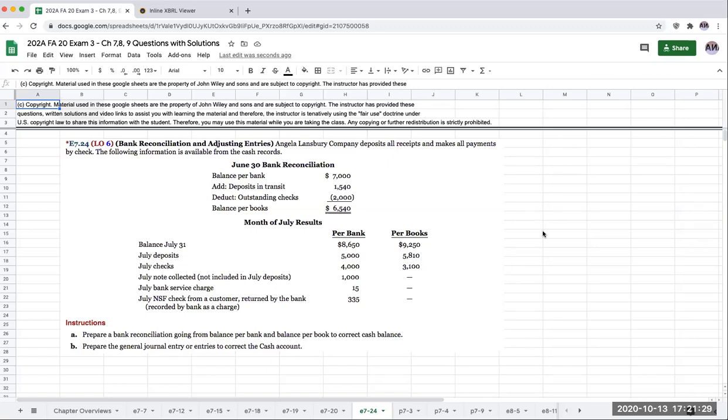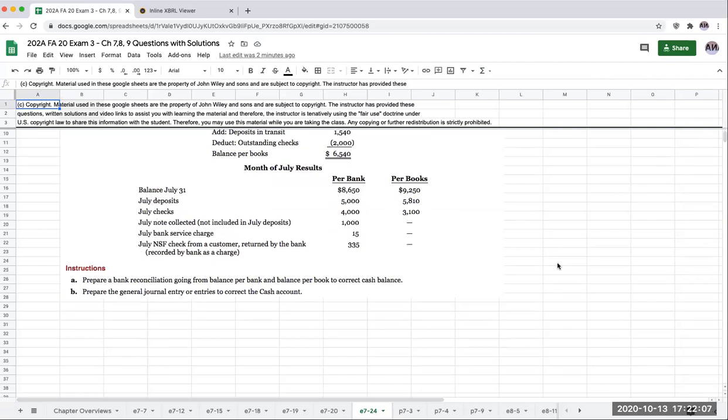Deposits all receipts and makes all payments by check. The following information is available from the cash records. So over here, balance per bank, deposits in transit, deduct outstanding checks. So the balance per books is $6,540. We look over here at July per bank, per books, July deposits, July checks, July note collected, not included in the deposits. Bank service charge, a non-sufficient funds (NSF) check returned by the bank, recorded by the bank as a charge. Okay. So what we're going to do is reconcile the book balance and then the bank balance.